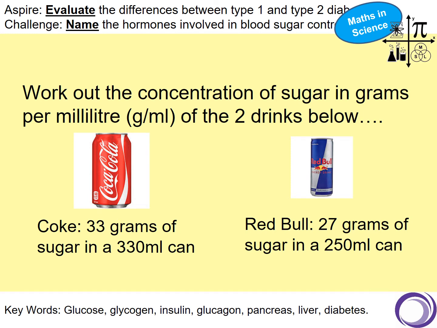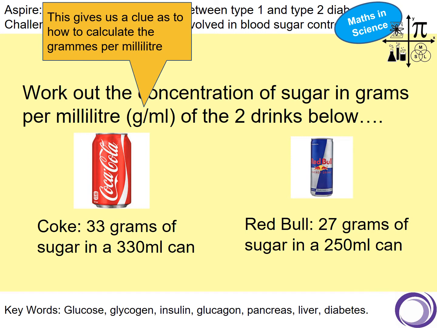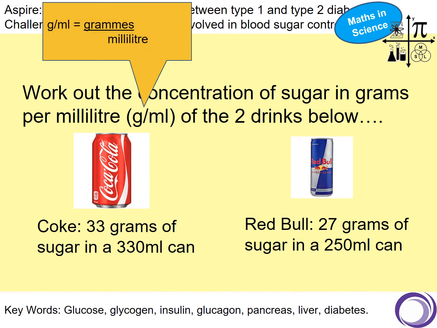And they often give you it in grams per millilitre, for example, if we looked at the 2 drinks. So in this situation, I'm going to ask you to do a little bit of maths. You're going to work out the concentration of the sugar in grams per millilitre of the actual drink. To work this out, there is a clue in the units. To calculate grams per millilitre, what that actually means is the amount of grams divided by the amount of millilitres. In other words, grams divided by millilitres.